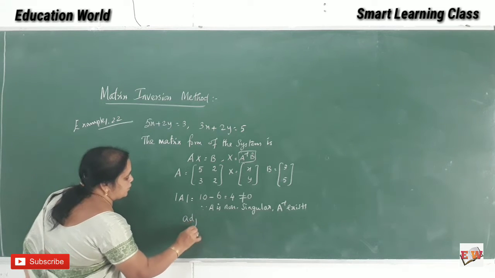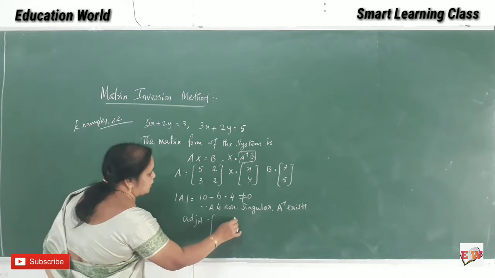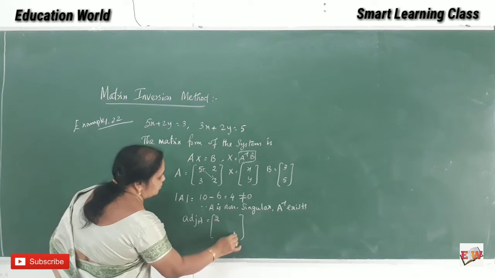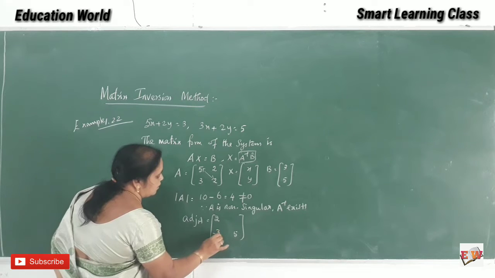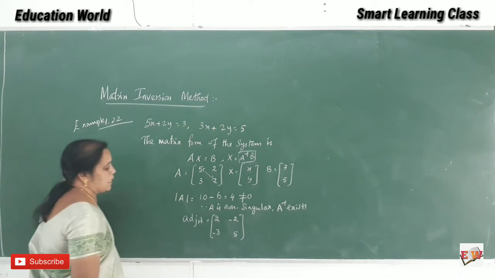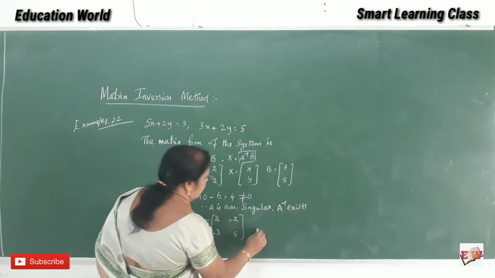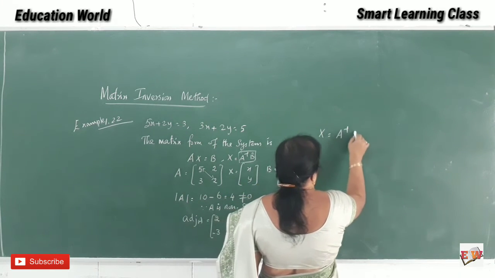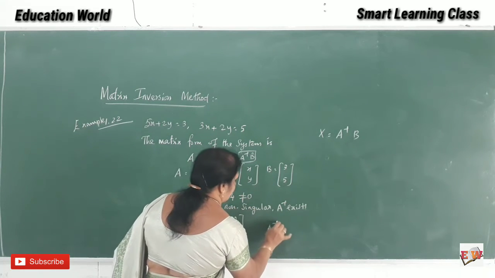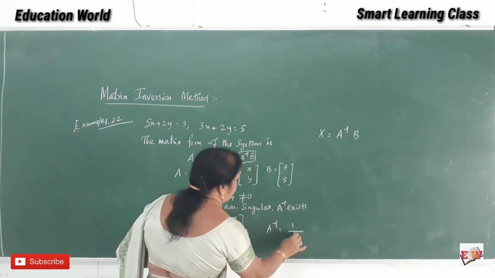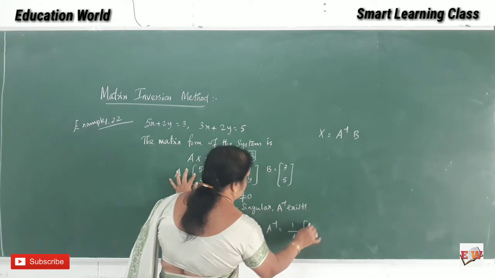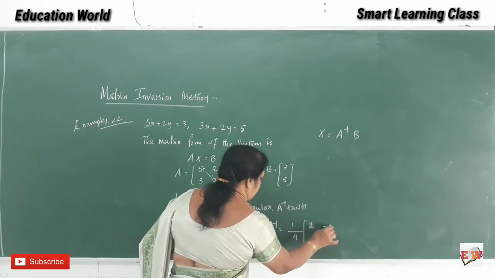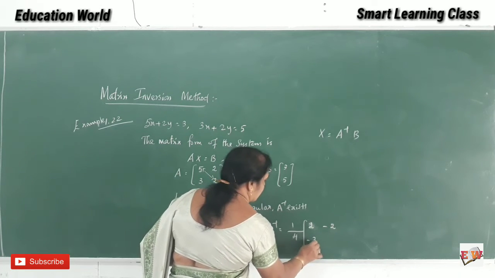We have to find the adjoint of A. The adjoint of A means we interchange the elements of the main diagonal and change the sign of the off-diagonal elements. Now I am going to write x is equal to A inverse B. A inverse is 1 by the determinant of A, which is 4, times the adjoint of A we found: [2, minus 2; minus 3, 5].